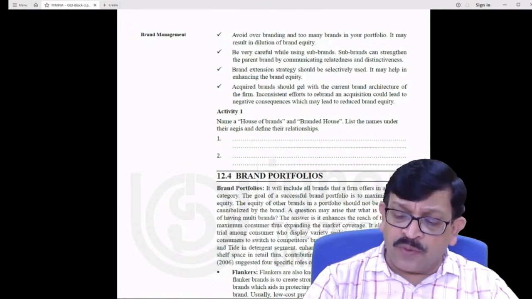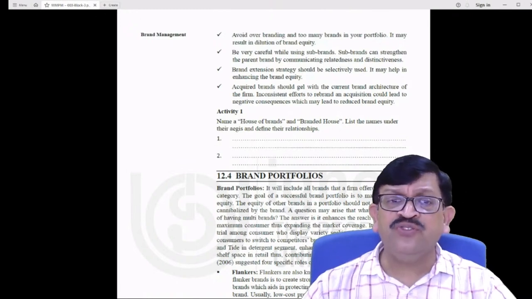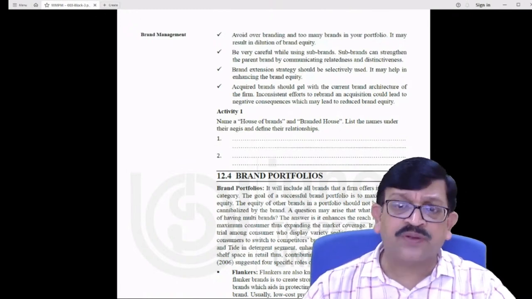Because if the acquired brands which you acquire as you grow do not align, they can have a very negative impact on the equity of the brand.